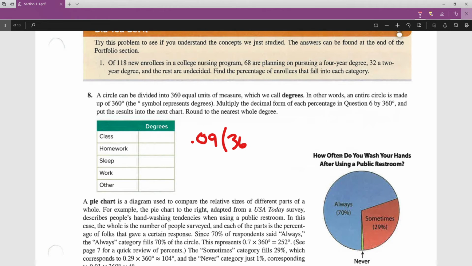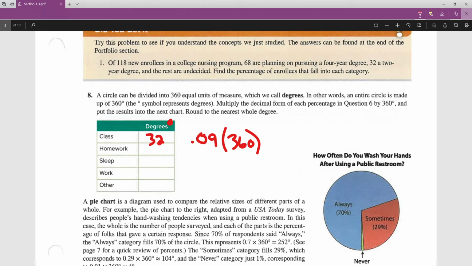360. 0.09 times 360 gives you about 32 degrees. These are all measured in degrees. I'm going to put it up here so I don't have to write it with each number. Do the same thing for each.